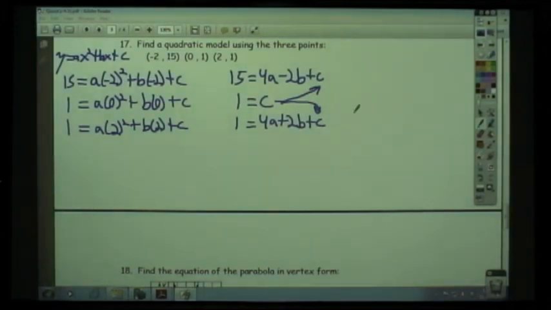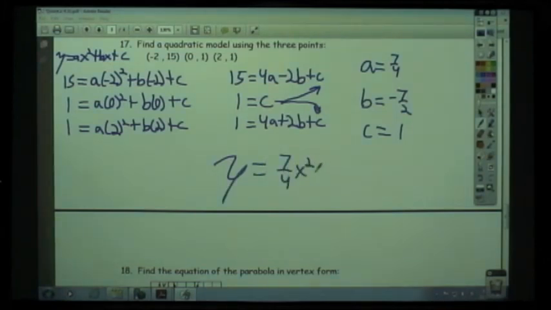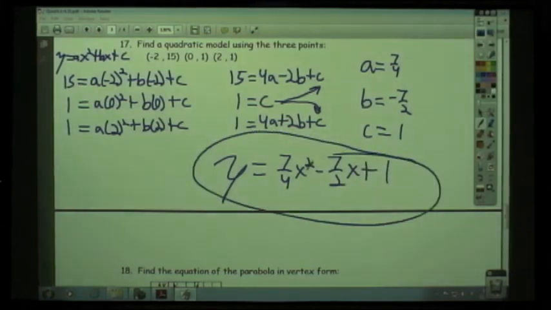I'm not going to go through this because we've been through a 3-variable system several times. But your a value ends up being positive 7 over 4. Your b value ends up being negative 7 halves. And your c value you already see here is 1. So your equation should be 7 fourths x squared minus 7 halves x plus 1. That would be the equation that passes through all 3 of those points.